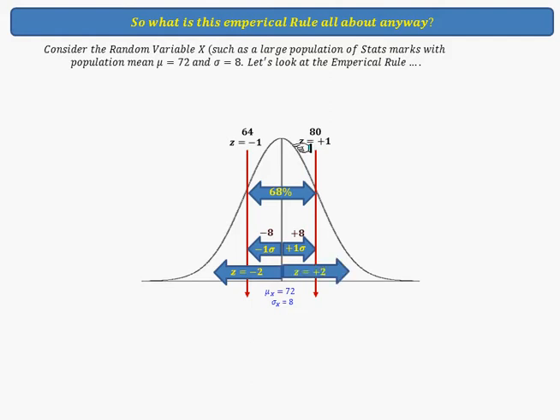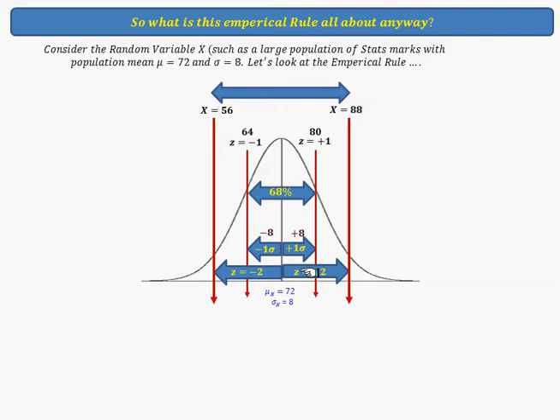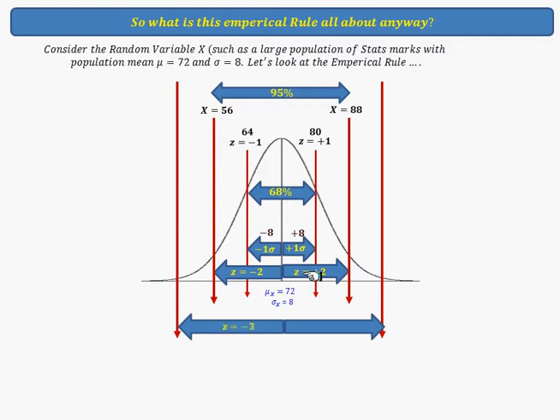However, if we go 2 standard deviations, from z equal -2 to +2, of the mean from 56 to 88, and feel free to pause the screen at any time to verify these numbers, there's 95% chance that data will fall within 2 standard deviations. And finally, if you go 3 standard deviations, or z equal ±3, 64 to 96, the probability is 99.7%.